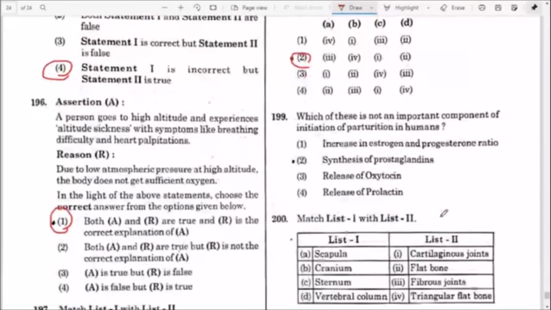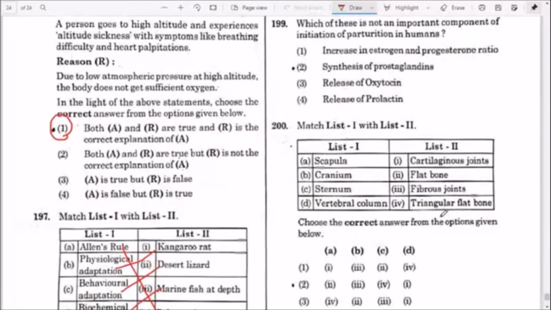Next, question number 199. Which of these is not an important component of initiation of parturition in humans? Release of prolactin.